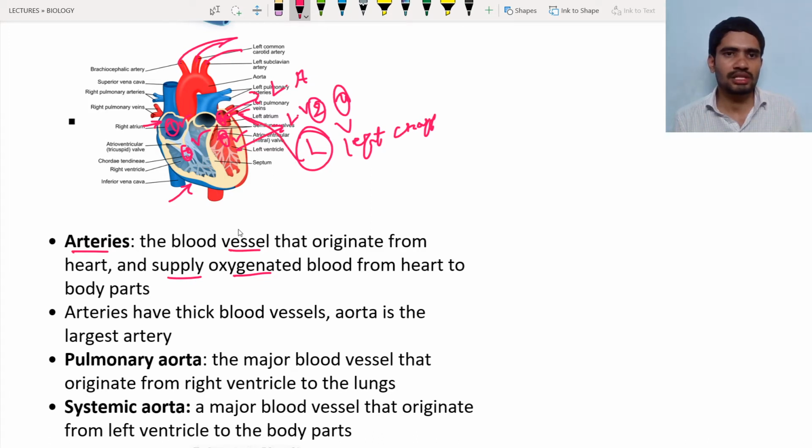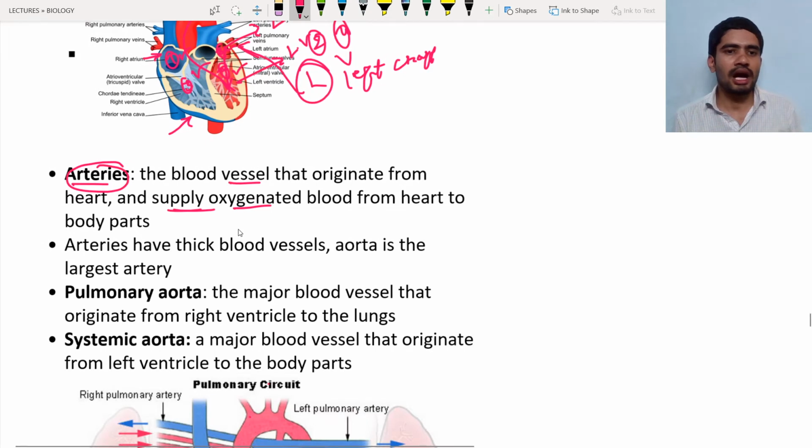will be sent to this chamber. The chamber is known as right atrium. Okay, so this is not the right atrium, this is a left atrium. So from the left atrium, the blood will be pumped to the left ventricle, from the left ventricle to all body parts. Okay, so hence we can say that these arteries are going to carry the oxygenated blood and they are going to supply it to all body parts.